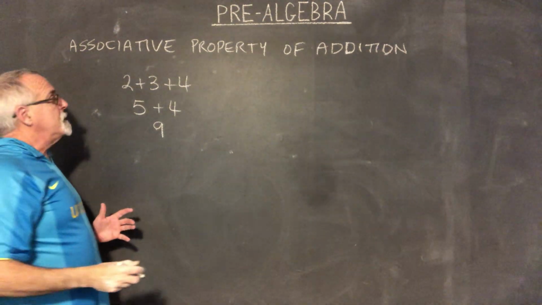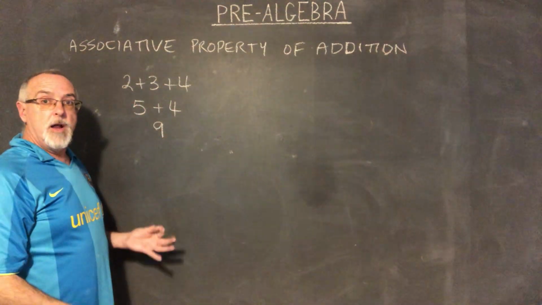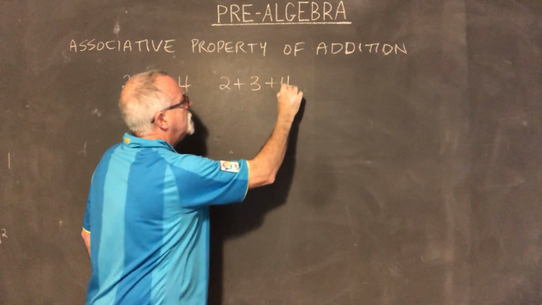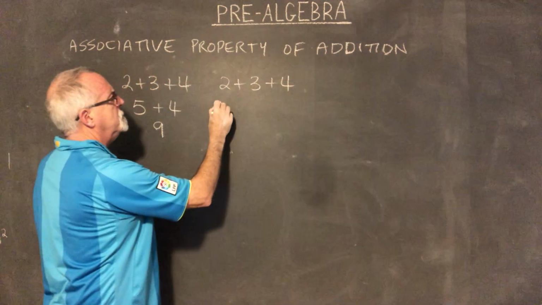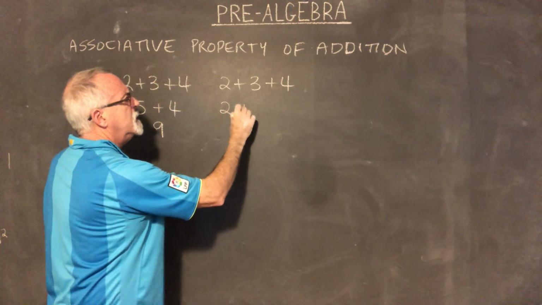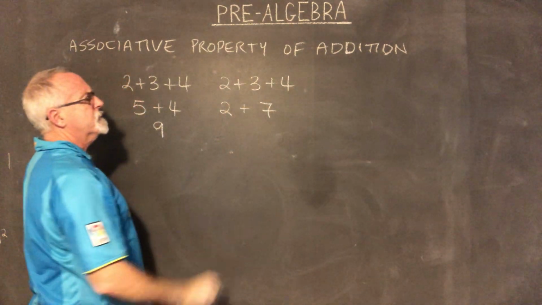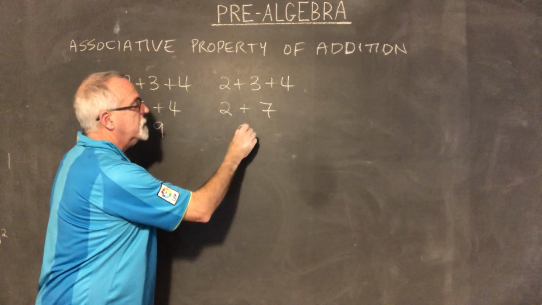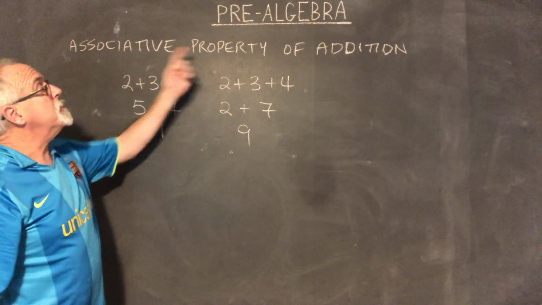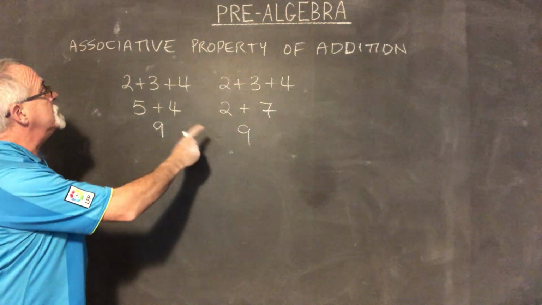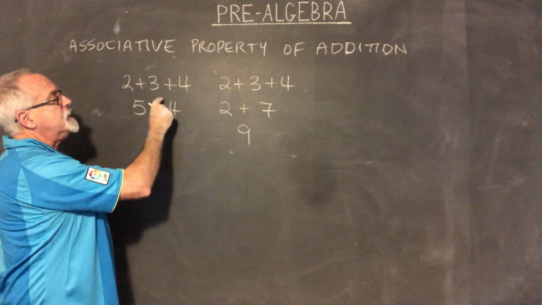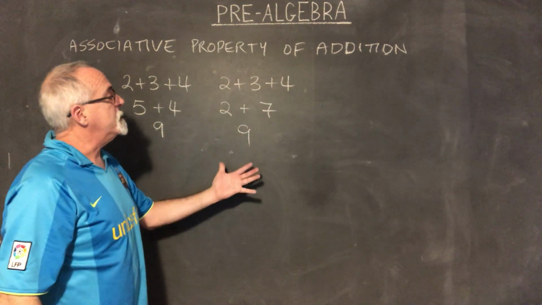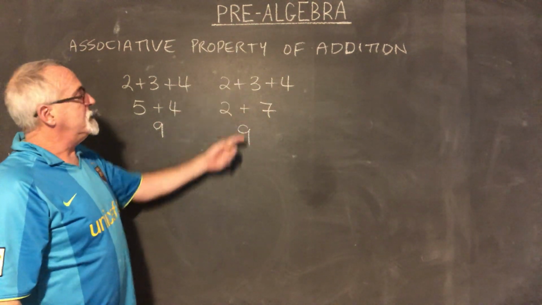But wait, is that the only way to do this? No. 2 plus 3 plus 4. What I could do is I could say, I'm not going to do the 2 yet. 3 plus 4 is 7. I'm doing the 3 plus 4 part first, but I still have to add that 2. So I end up with, of course, the same answer. And that's what the property is. The property is that regardless of which steps we go along the way to finish doing all of the addition that we're required to do, we're always getting the same answer.